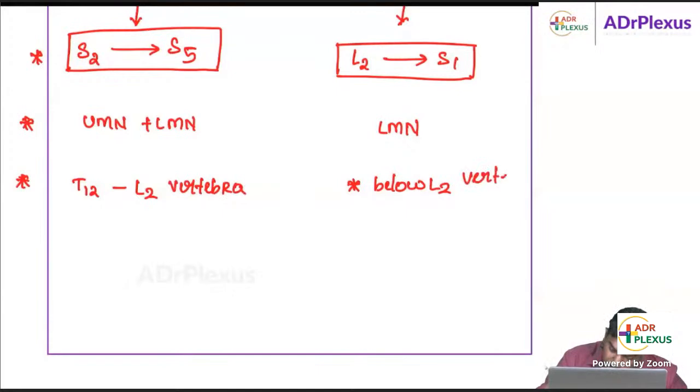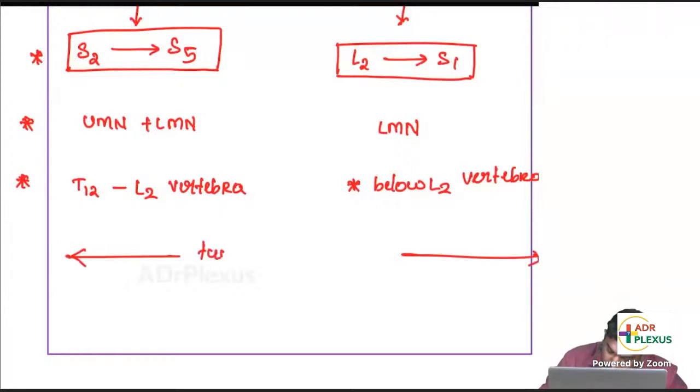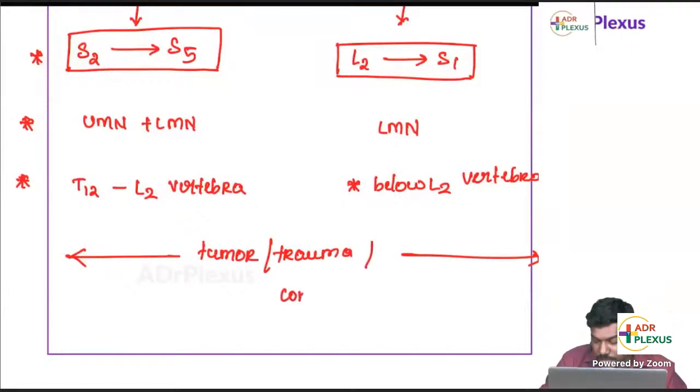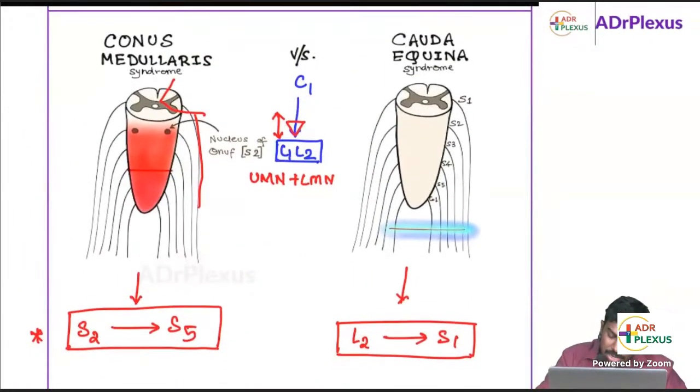Vertebra, very, very important. What is the cause? In both the conditions, it is going to be either a tumor, trauma, or compression. I hope that is clear. So this is going to be conus medullaris and cauda equina.